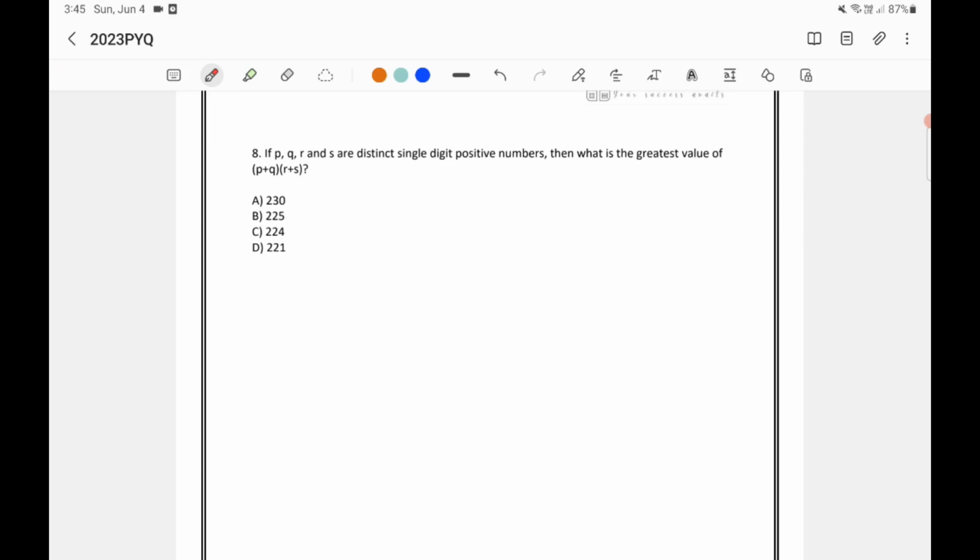If P, Q, R and S are distinct single digit positive numbers. So distinct means they are different. Then single digit, so they are single digit positive numbers. Then what is the greatest value of (P plus Q) into (R plus S)? So we need to find out what (P plus Q) into (R plus S) is.